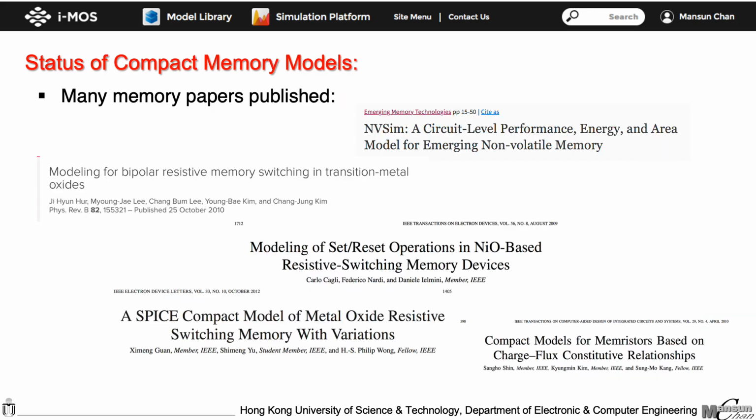The action of a neuron is like a memory device that keeps track of the history of all the input pulses. To model a neuron, we can refer to how memory devices are modeled in SPICE. In the literature, there are many papers about compact modeling of memory devices. I've listed some here.